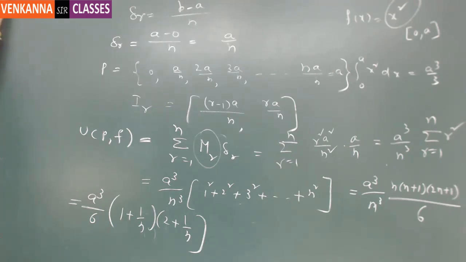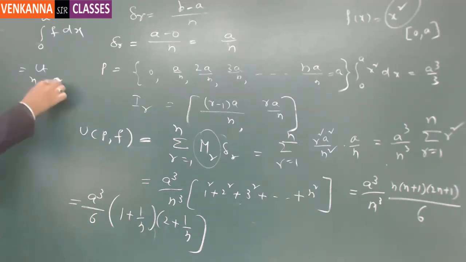Now what do I have to do? I have to consider all possible partitions on the interval, and for each partition I should find the upper sum, and among all the upper sums I should take the smallest one. That's why the usual procedure is that you apply limit n tends to infinity to calculate the upper integral. So the upper integral from 0 to a of f dx, because the interval is 0 to a, is nothing but limit n tends to infinity of U(P, f).